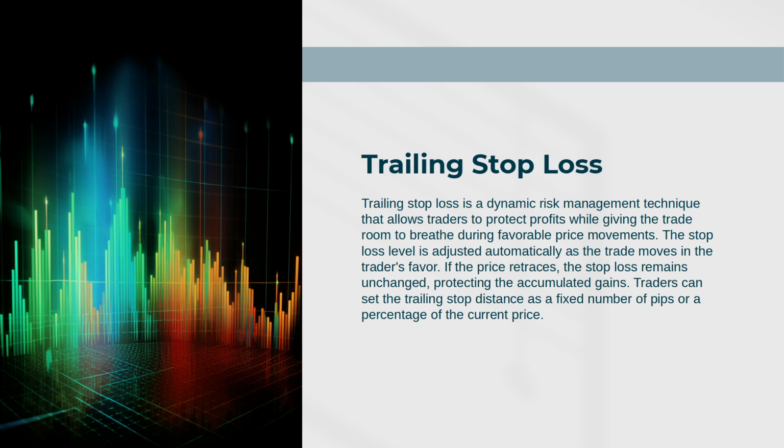Trailing stop loss. Trailing stop loss is a dynamic risk management technique that allows traders to protect profits while giving the trade room to breathe during favorable price movements. The stop loss level is adjusted automatically as the trade moves in the trader's favor. If the price retraces, the stop loss remains unchanged, protecting the accumulated gains. Traders can set the trailing stop distance as a fixed number of pips or a percentage of the current price.